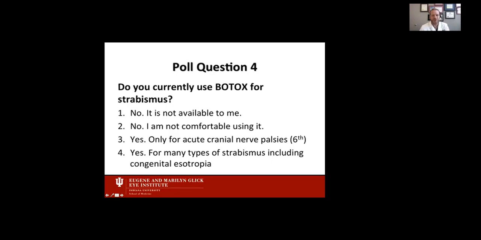So you can see for a lot of us, just accessibility is a problem. It's expensive. I think a vial of BOTOX is about $400 US. And it's hard to use it multi-dose because of the lifespan of it. Some of you aren't comfortable using it. Hopefully we can change that today, give you some tips. Those of us who are using it, a mixture of using it only for 6 nerve palsies, and some of you are actually using it for other forms of strabismus.